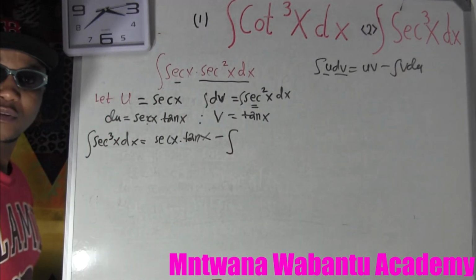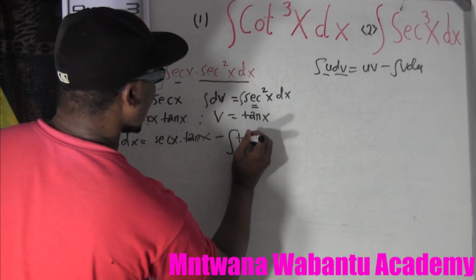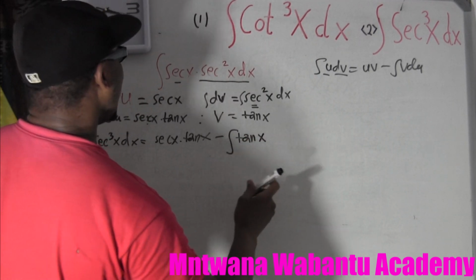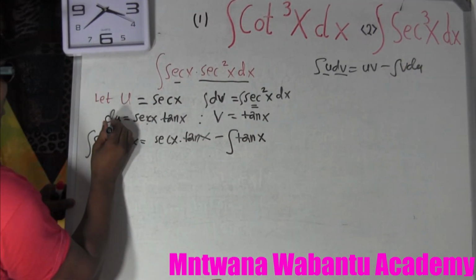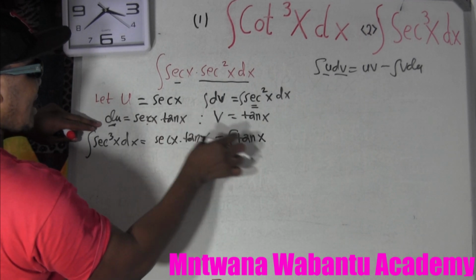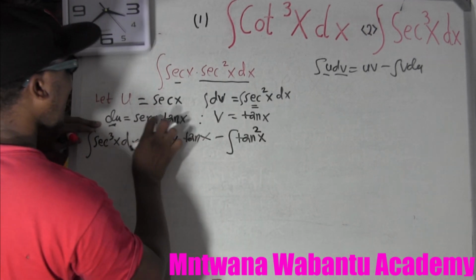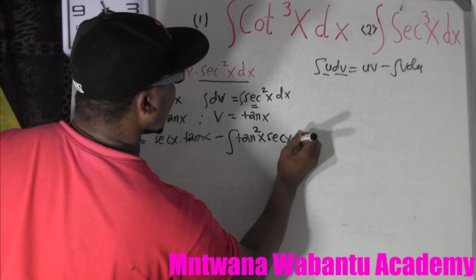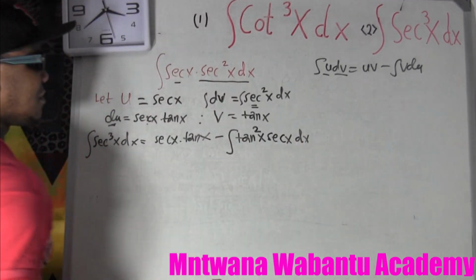What is v? v equals tan x. So this is going to be tan x, and then multiplied by du. What is du? It's sec x tan x. So this tan x is going to be multiplied with this, giving two of them, and then I'll be left with sec x. So here I can simplify.